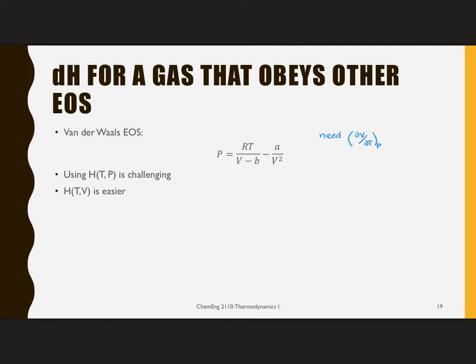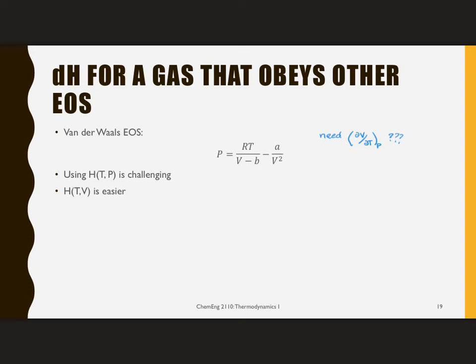I need to find dV dT at constant pressure. But I can't solve explicitly for V in this expression. And although I can do implicit differentiation, oh, yuck, that's gonna be hard. Is there perhaps something else that we could do? In this case, my equation of state is written as P is a function of temperature and volume. So it would be much easier if I had an expression for H as a function of temperature and volume.